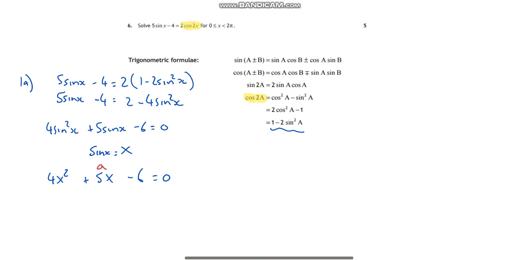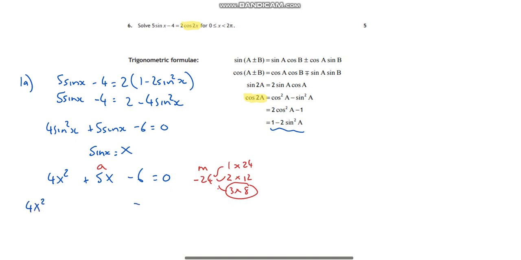And I'm looking for numbers that add to 5 and multiply to negative 24. So, if it doesn't jump out at you, just write your factors down. Okay, so 1 and 24 would work. 2 and 12. 3 and 8. There we go, 3 and 8, isn't it? Yeah, fantastic.